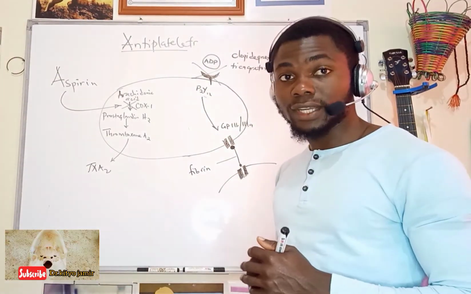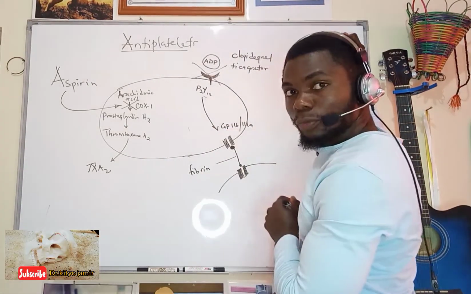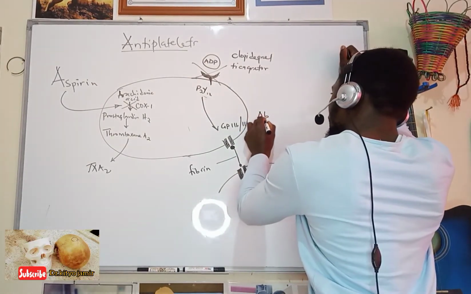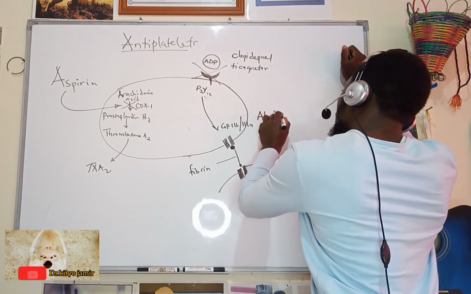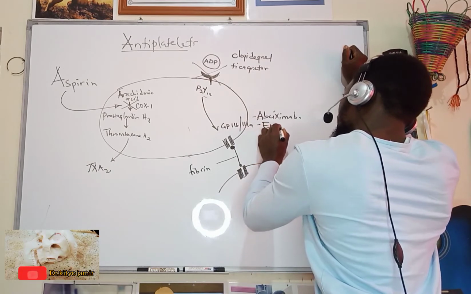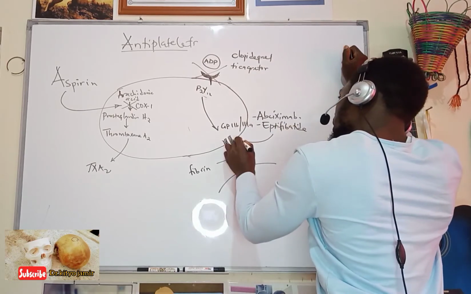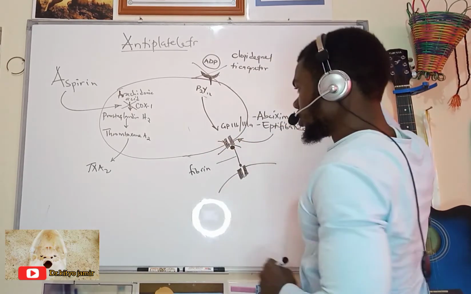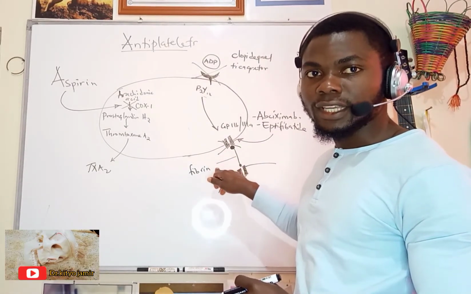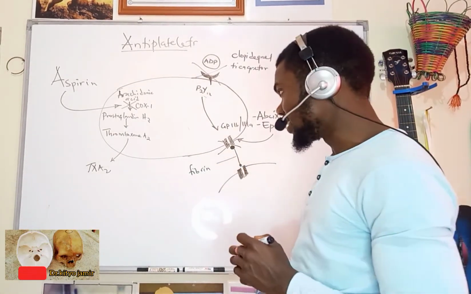Another class of drugs target directly the glycoprotein 2B and 3A. Examples of drugs we have here are abciximab and eptifibatide. These ones inhibit or block this binding site on the glycoprotein 2B and 3A. So the fibrin cannot bind here, so we are not going to have the cross-linking.